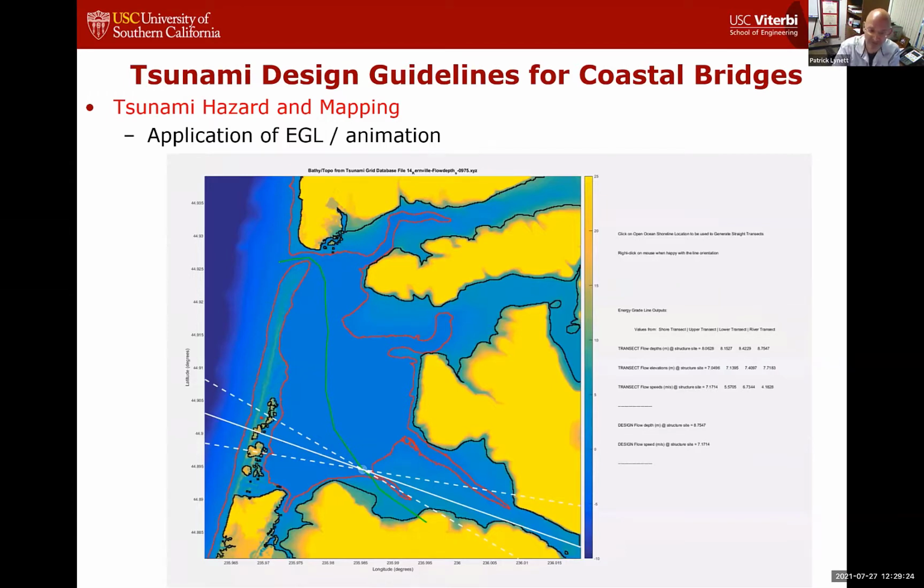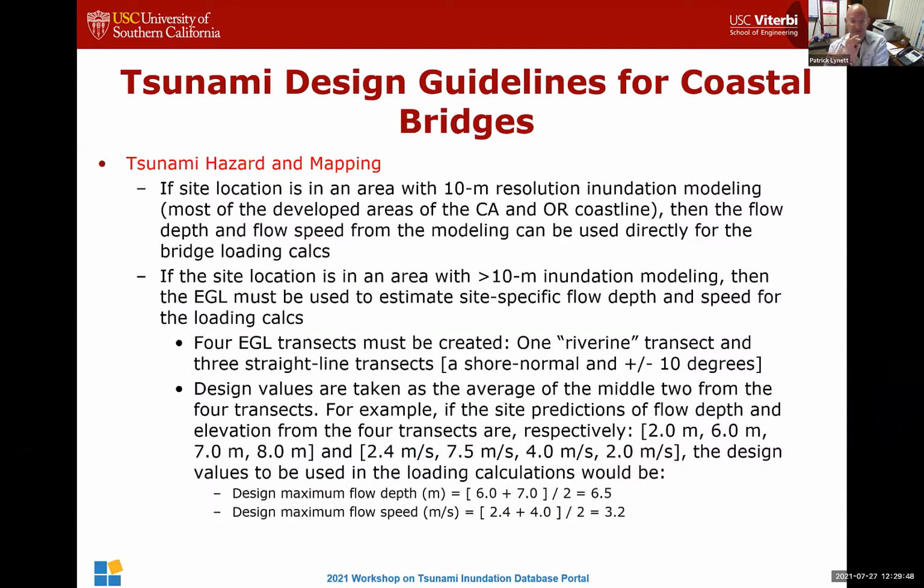This straight line transect approach is similar to what is done with ASCE 7, except our angle is more narrow. We just found that was more reasonable for the types of locations that we deal with, bridges, which are often a little bit farther inland than some of the structures dealt with in Chapter 6 and ASCE 7. All right, so you have 4 transects. How do you deal with the 4 transects?